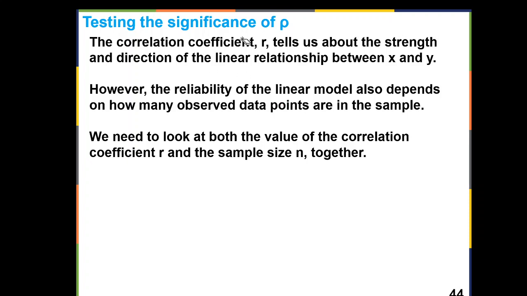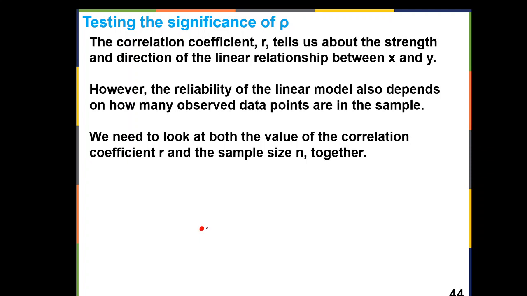So, testing the significance of rho. The correlation coefficient R tells us about the strength and direction of the linear relationship between x and y. However, the reliability of the linear model also depends on how many observed data points there are in the sample. So it has to do with n as well.